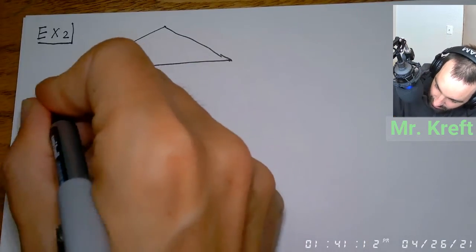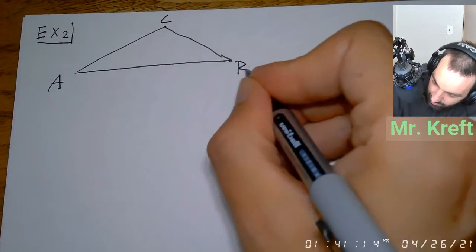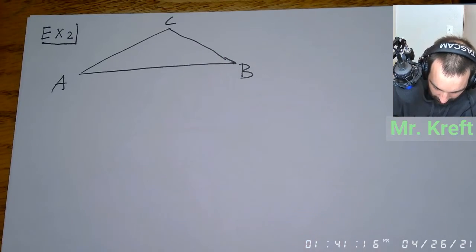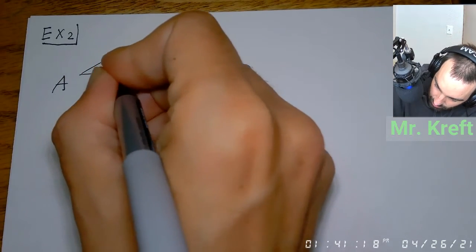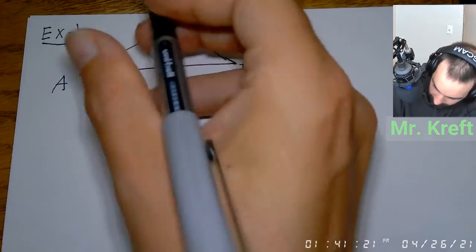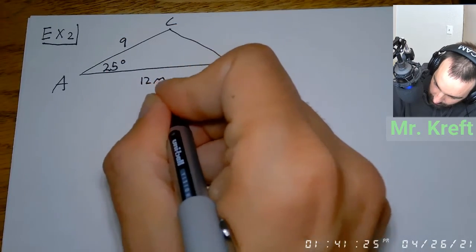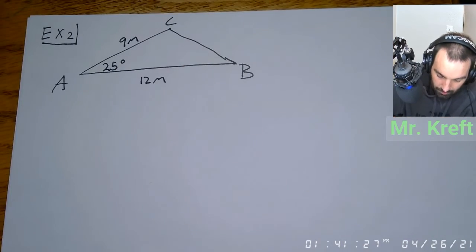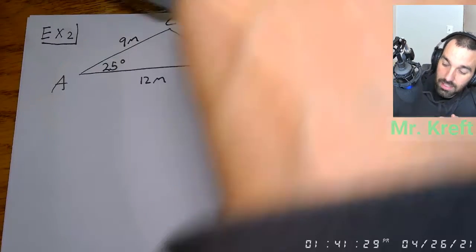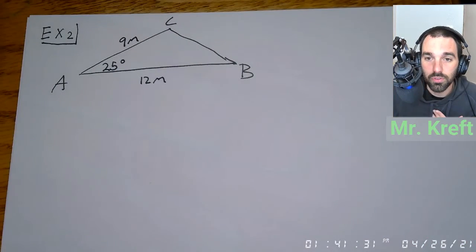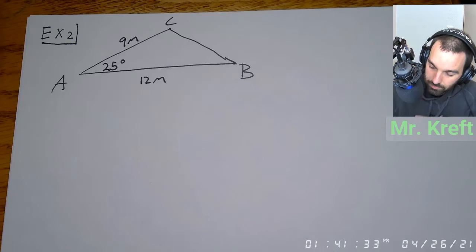All right, here we go. Let's label this a little bit differently, but still using A, B, and C. We're going to know this is 25 degrees, this is 9, and this is 12. We're going to put units on these. So again, this is a side angle side, so this is a SAS triangle.